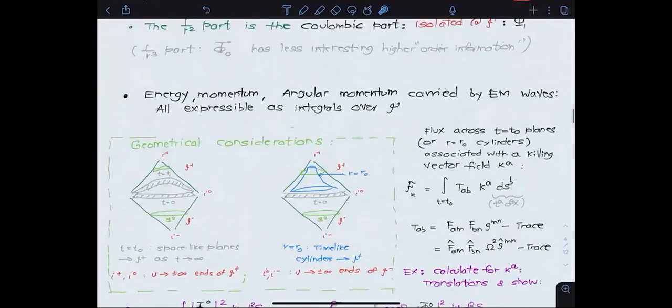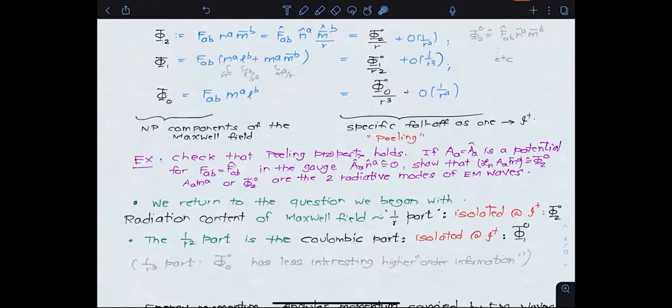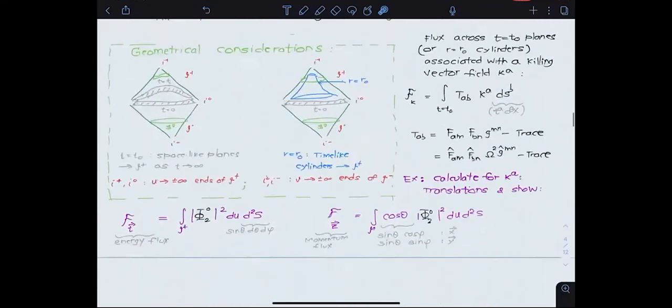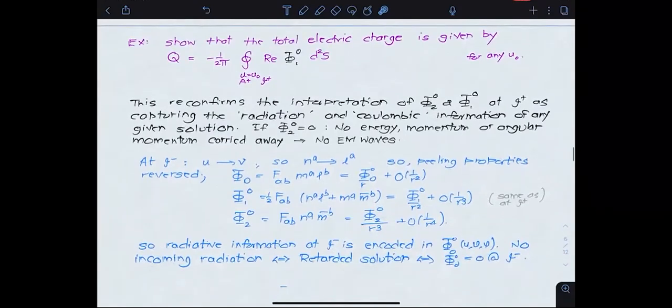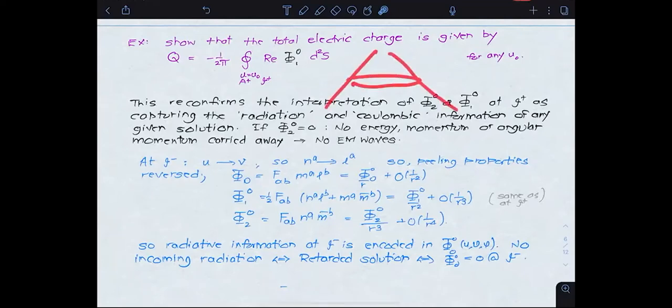But I also said that this quantity phi 1 naught is 1 upon r squared, and that is the Coulombic part. And indeed, we can therefore hope to get the charge in terms of that, and that is exactly the case, up to a numerical constant. If I take the real part of phi 1 naught, and integrate it on this cross section, so here is scri, I take any cross section u equal to u naught. Charge is conserved, so you can take any cross section you want, and then you just evaluate this quantity, and so you know what the electric charge is.